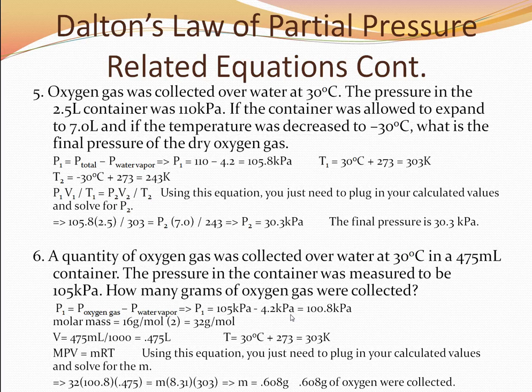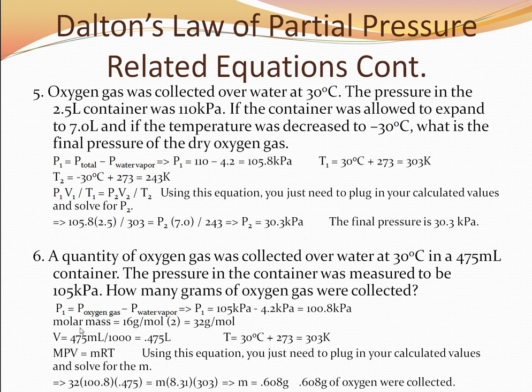4.2 again is the pressure that correlates to 30 degrees Celsius, so you can just do 105 kilopascals, which is the pressure of the total gas, including the water vapor, and subtract the pressure of the water vapor, which is 4.2 kilopascals, and that equals 100.8 kilopascals.